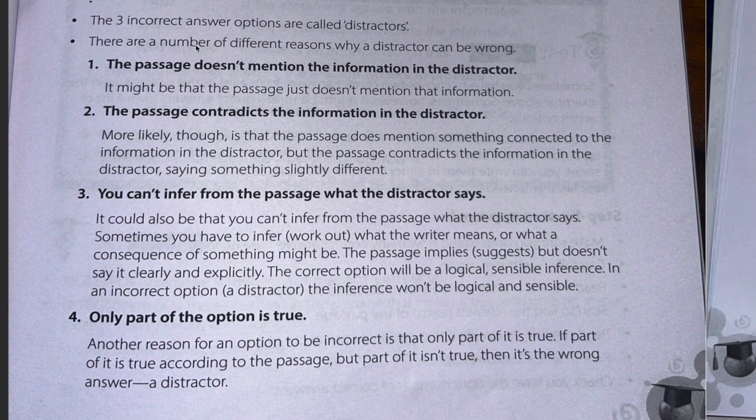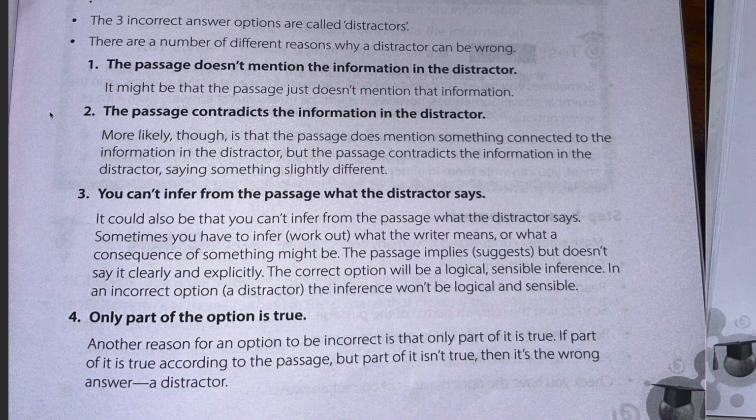The 3 incorrect answer options are called distractors. So what are distractors? Distractors basically are distracting you from the exact correct answer. So you need to keep that in mind, and you need to make sure that you are not making a mistake of getting distracted by the distractors. Alright. The passage doesn't mention information in the distractor.